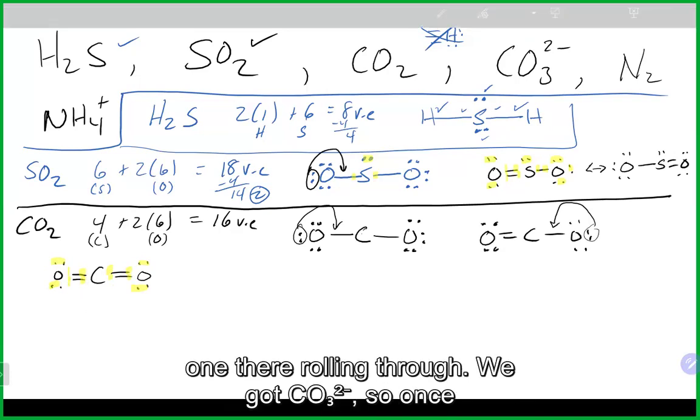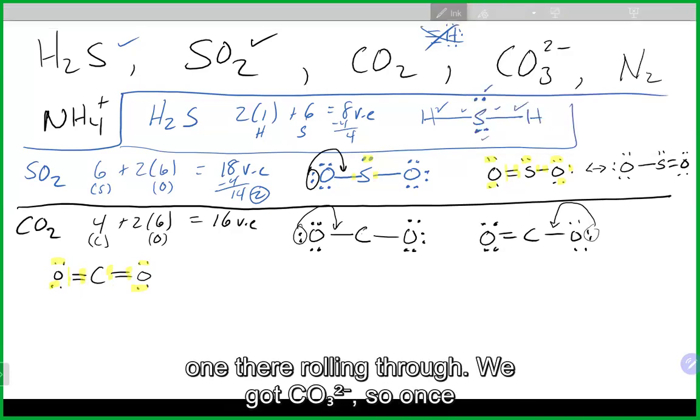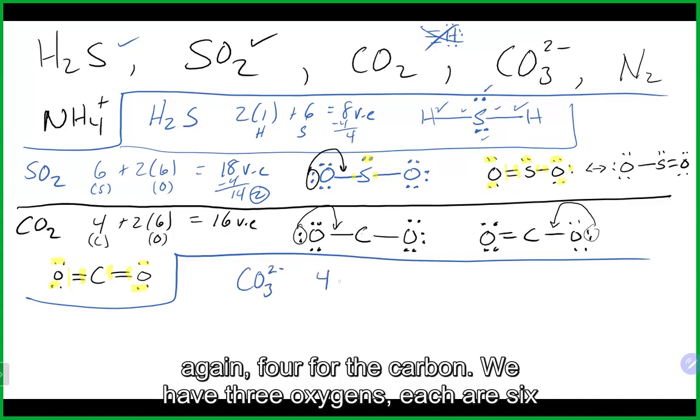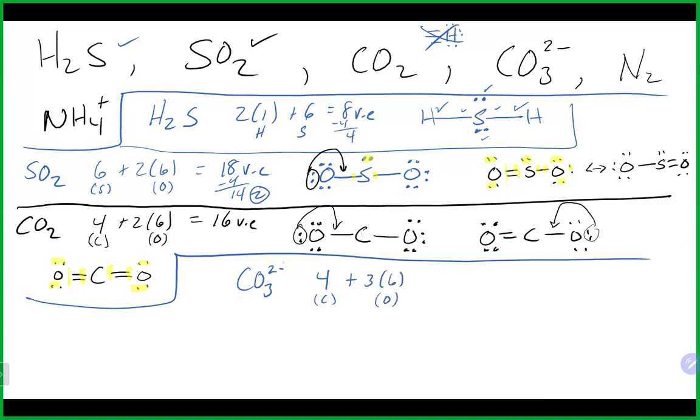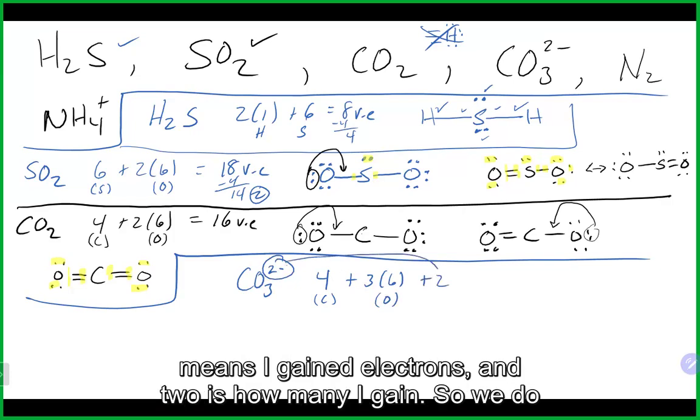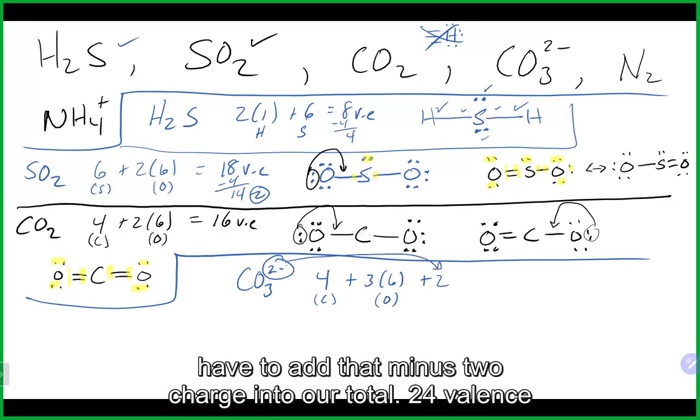Next one there, rolling through. We've got CO3 2 minus. So once again, 4 for the carbon. We have 3 oxygens, each is 6. Minus 2, what am I doing? I am going to add 2. Again, minus means I gained electrons, and 2 is how many I gained. So we do have to add that minus 2 charge into our total.